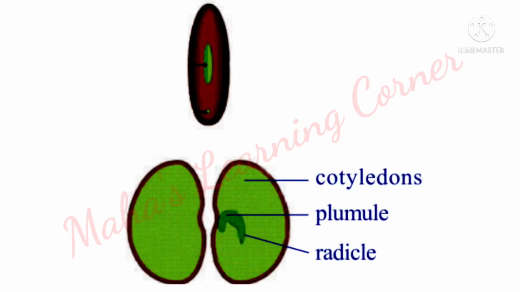This figure indicates seed germination. These are cotyledons, plumule, radicle. The radicle is the embryonic root of the plant. Plumule is the embryonic shoot of the plant. Radicle is the first part of the seedling.